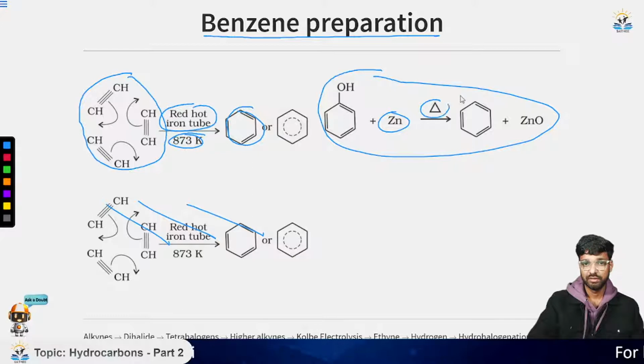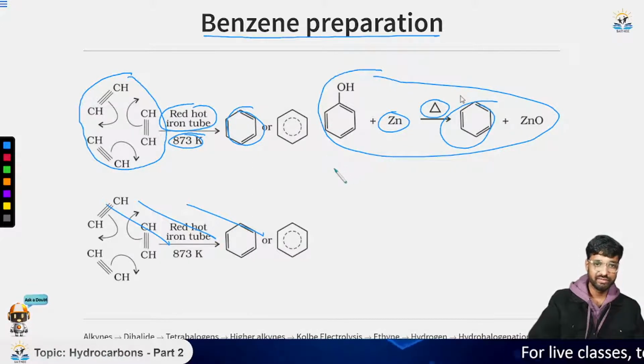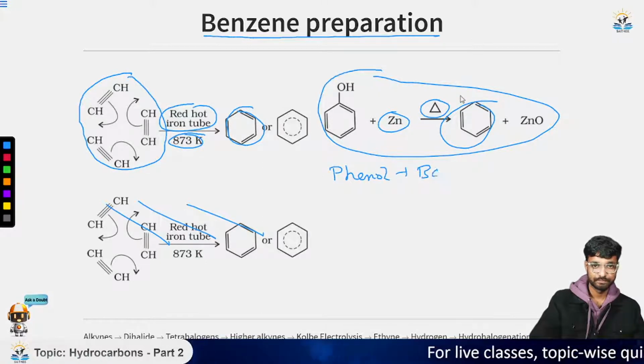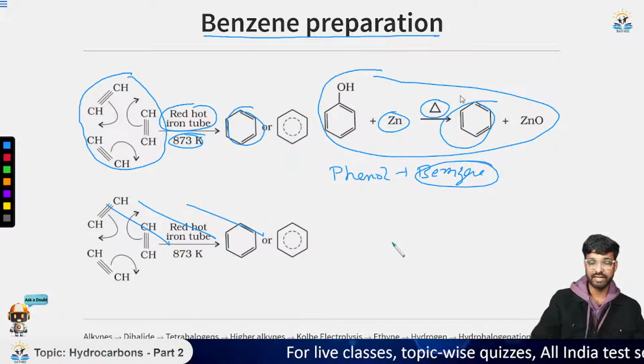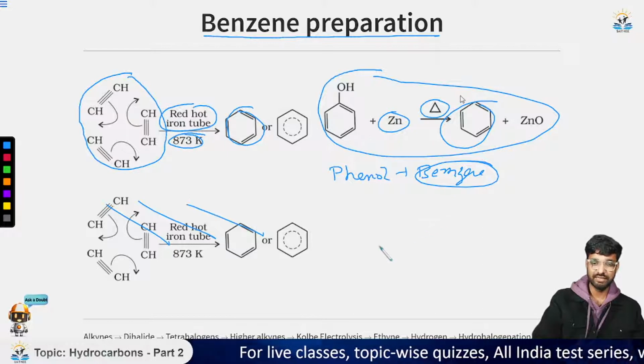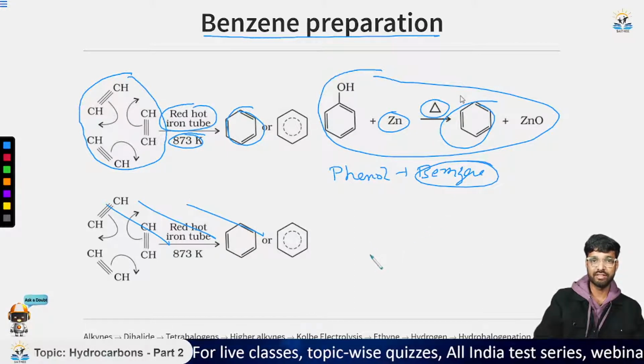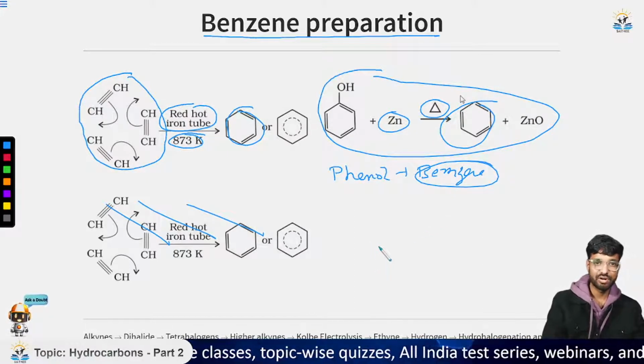presence of zinc. We are providing heat and we also get a benzene. So basically we are converting phenol to benzene. So there are many more methods like this, so we can prepare benzene. We can take any derivative of this benzene and further reduce or oxidize it to get our final product, which is a benzene.